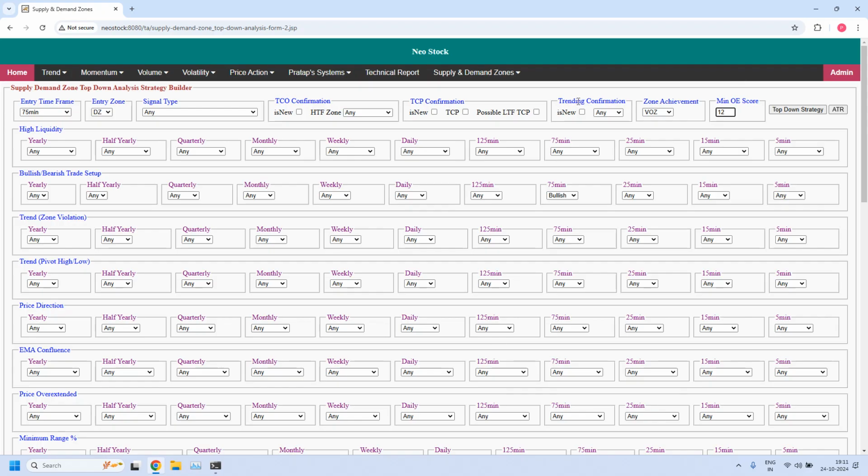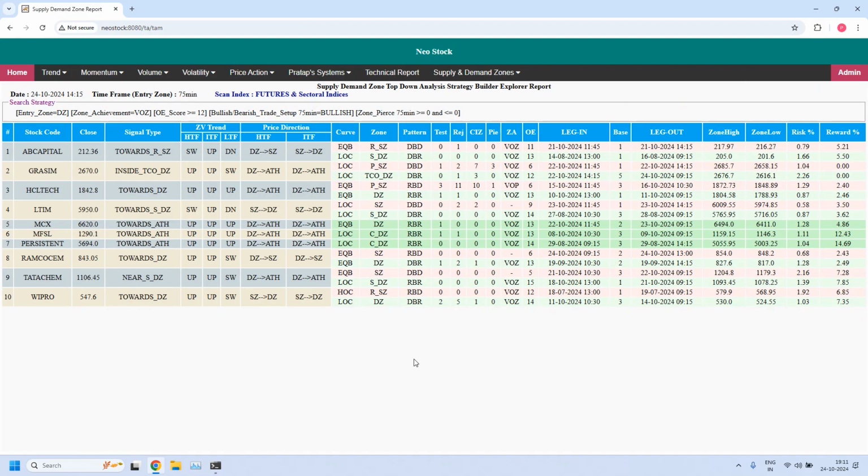And all the three filters are applied to 75 minutes demand zone. We got 10 stocks. All these 10 stocks are currently supporting bullish trade setup for weekly income trade. Entry time frame 75 minutes. All these demand zones are 75 minutes demand zones.